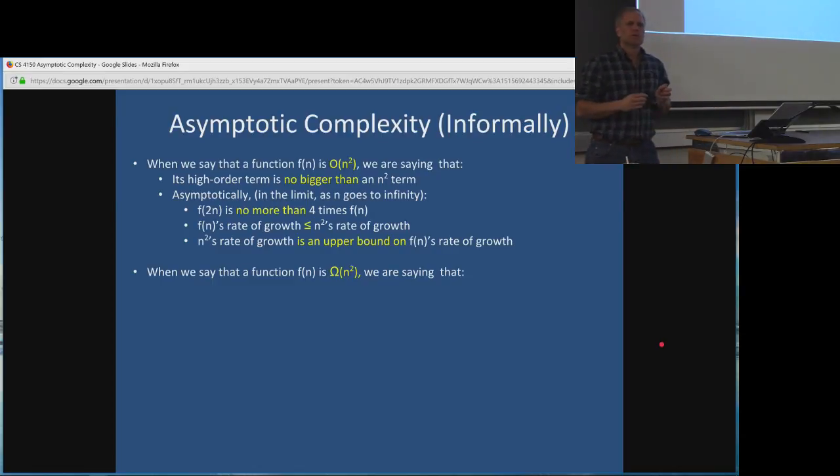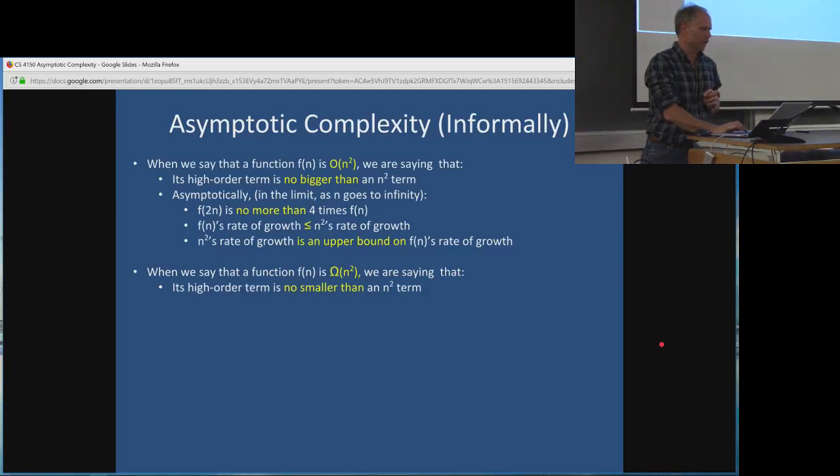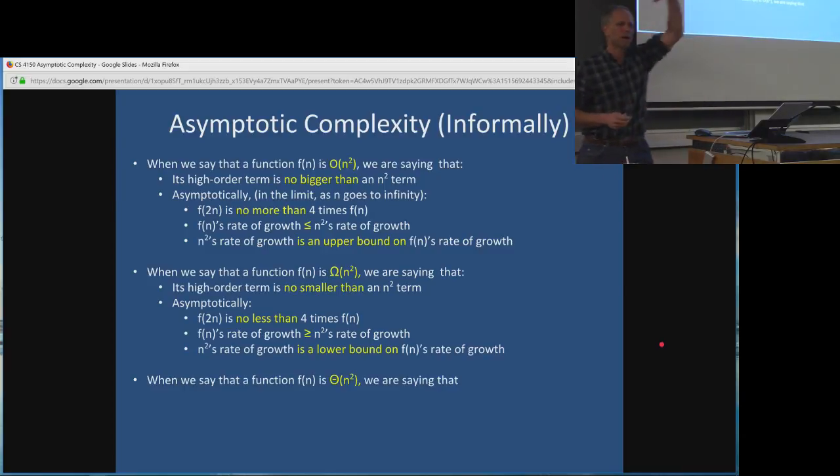Now, do you talk about omega anywhere before this class? Yeah, 2420. Okay? So omega, what's it for? Lower bound. It gives a lower bound on the rate of growth. Okay? And we can use all the same stuff. In this case, we're saying its higher order term is no smaller than an n squared term, and all these things. So big O bounds from above, big omega bounds from below.